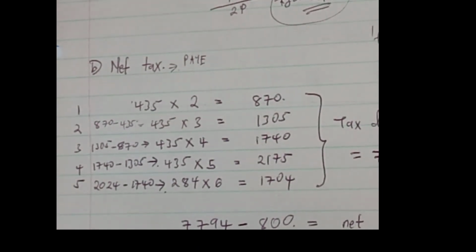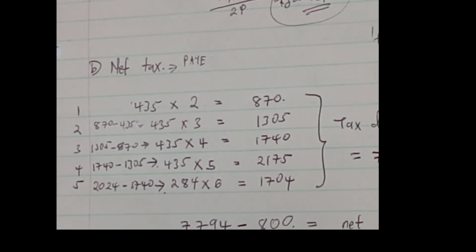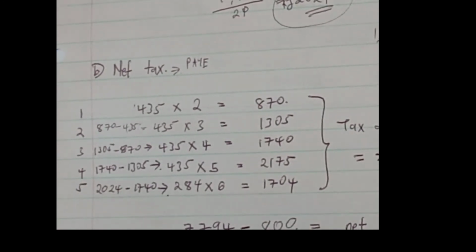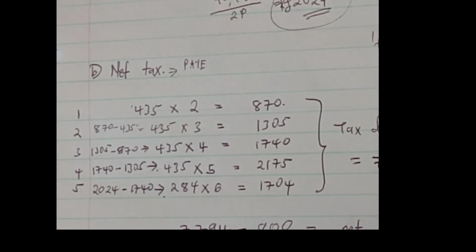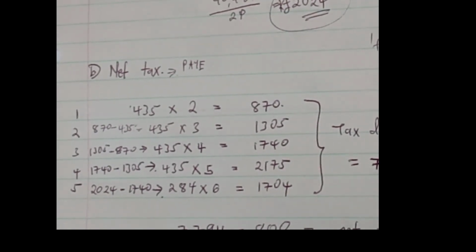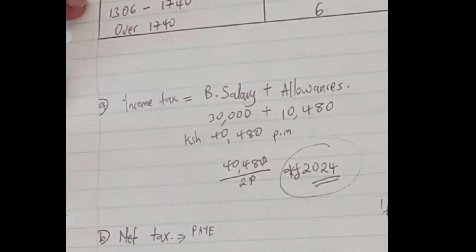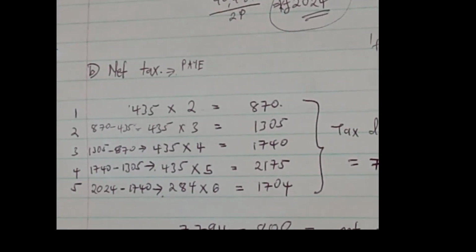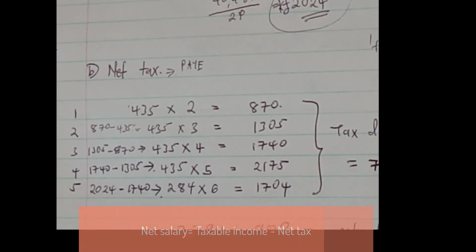Now remember, how much money will this employee take home? In order to get the amount of money he will take home with him, you'll have to take the total taxable income, then you have to subtract the net tax. That will give you the amount of money the employee takes home.